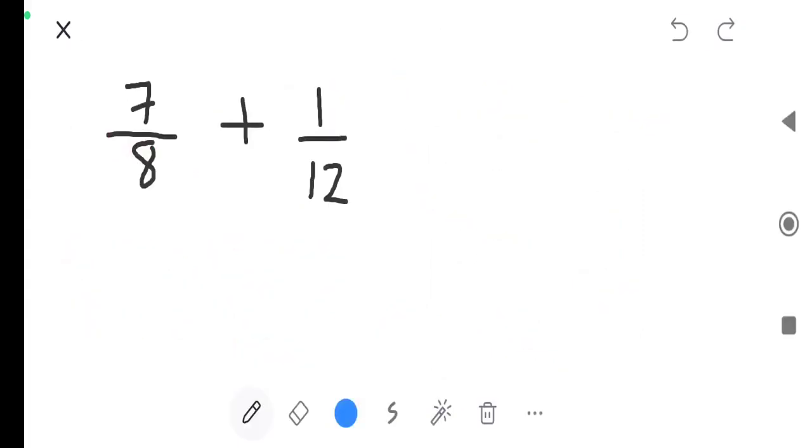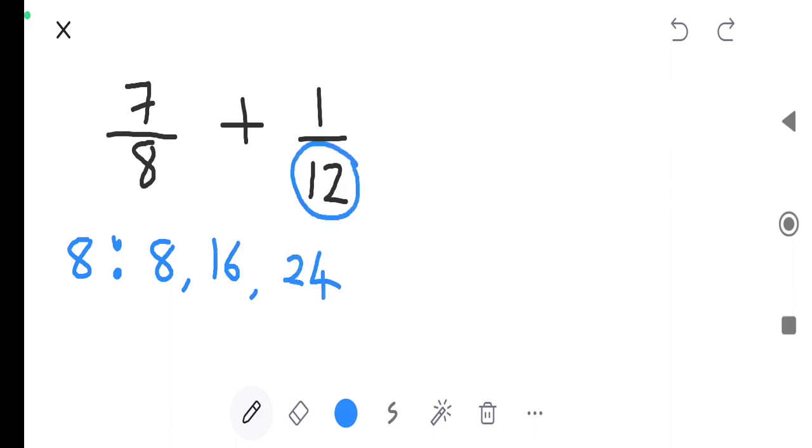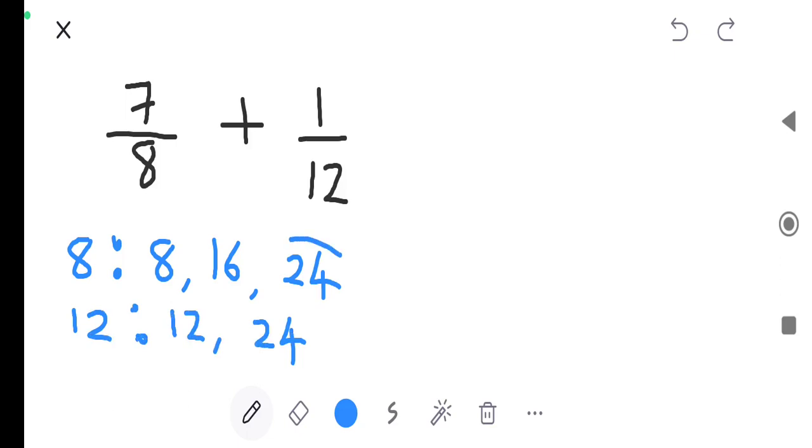Now for this one, we have to make the denominators the same by doing LCD. So I'm starting with 8, which is the first denominator. So you write 8. Then you write out the 8 times table. 8 times 1 is 8. 8 times 2, 16. 8 times 3, 24. Let me stop here. You write the second denominator, which is 12. You write out the 12 times table. 12 times 1 is 12. 12 times 2 is 24. 24 is here. 24 is here. That means that 24 is common. So 24 becomes the LCD. LCD equals 24.